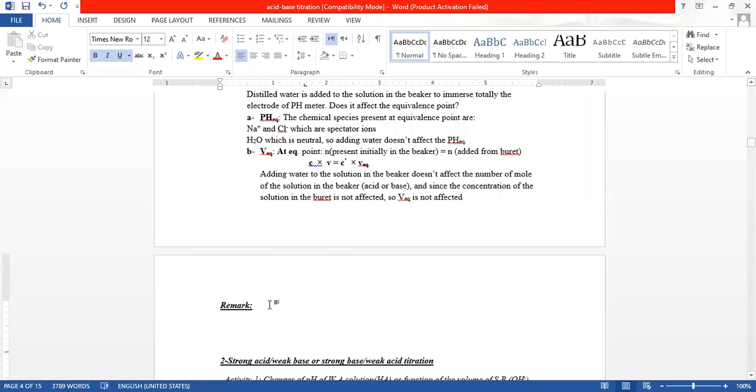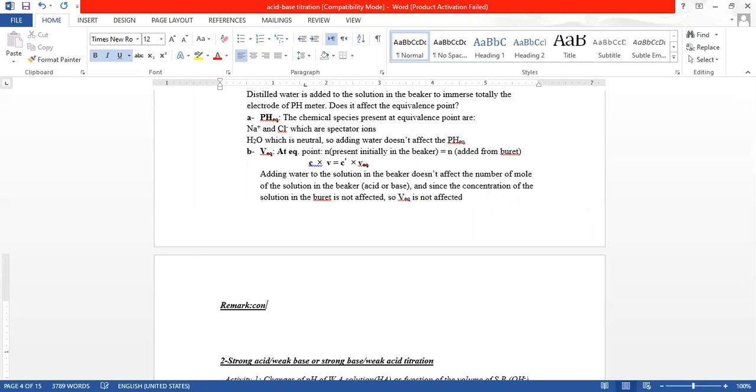طب هلا السؤال هون. Why should we dilute high concentrated solution before titration؟ شو السبب؟ سببين بالأحرى مش سبب واحد.